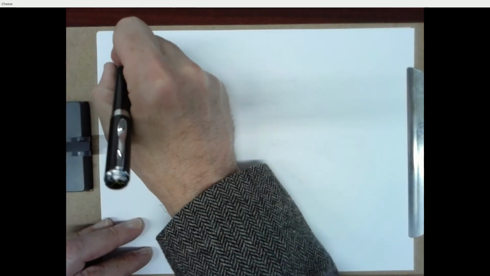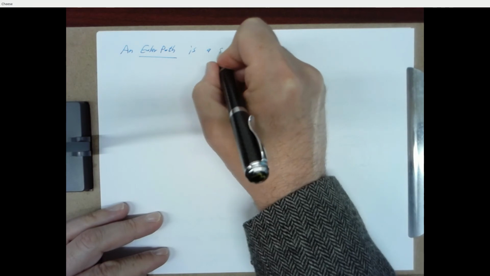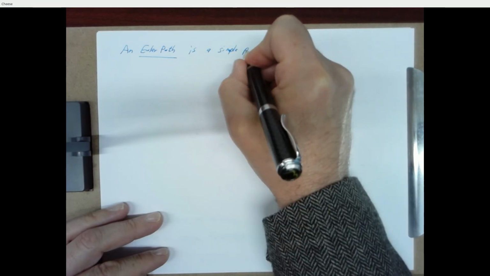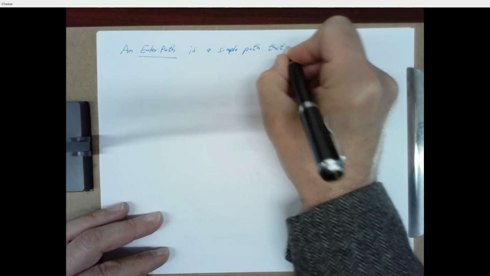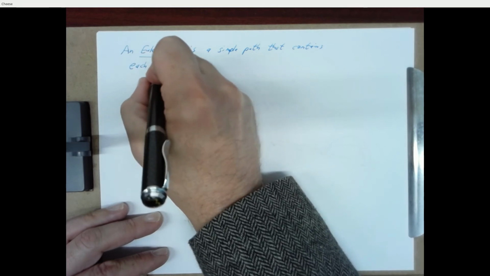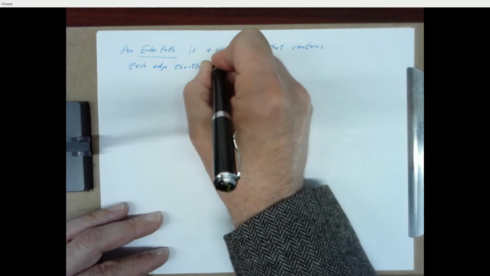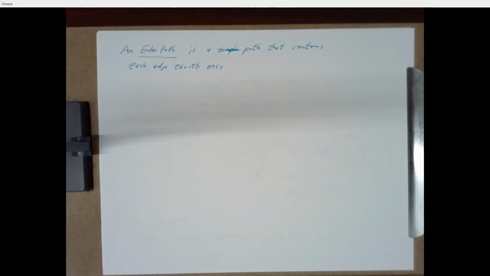All right, so an Euler path is a simple path that contains each edge exactly once. I'm not going to use the word simple. There's different interpretations of that term, so I'll just avoid it. So an Euler path is a path that contains each edge in a graph exactly once.